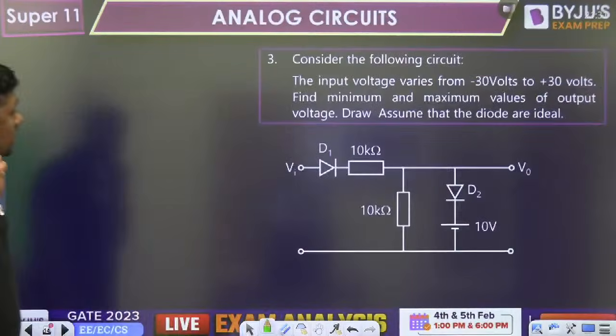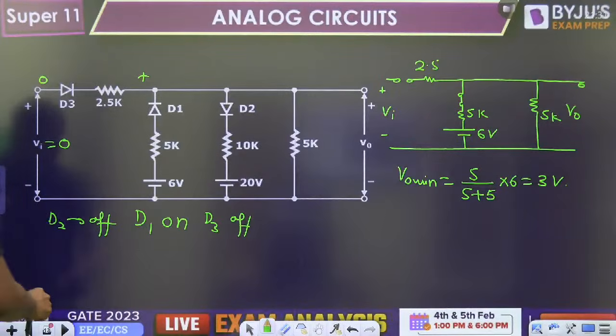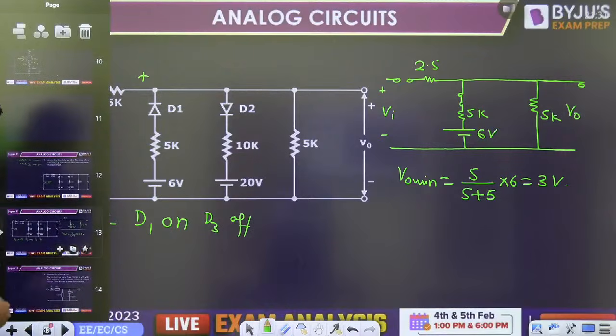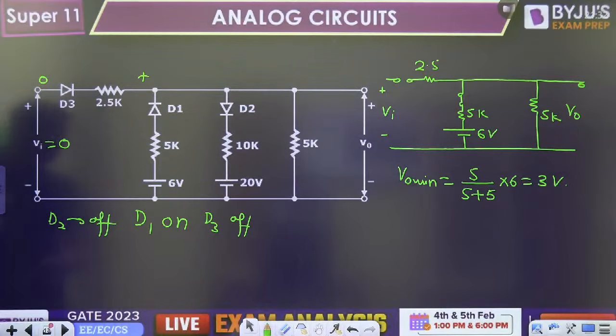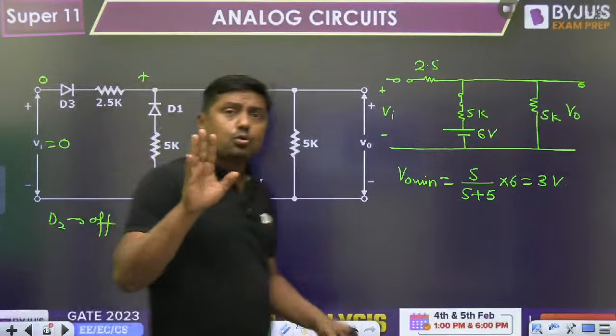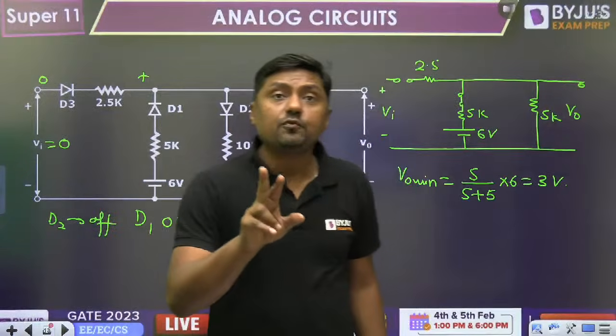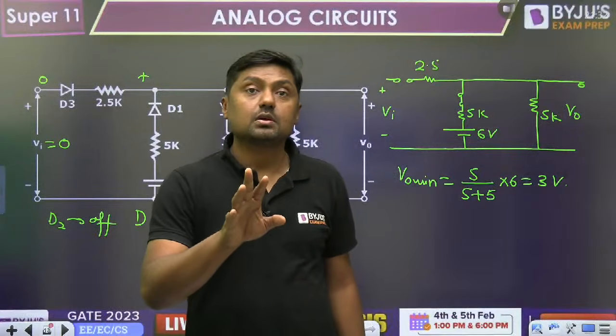This question is done. After that comes the second diagram. Try to understand how to find the maximum value. But try to understand, this is our assumption that this diode is on, that diode is off. You have to verify your assumptions.